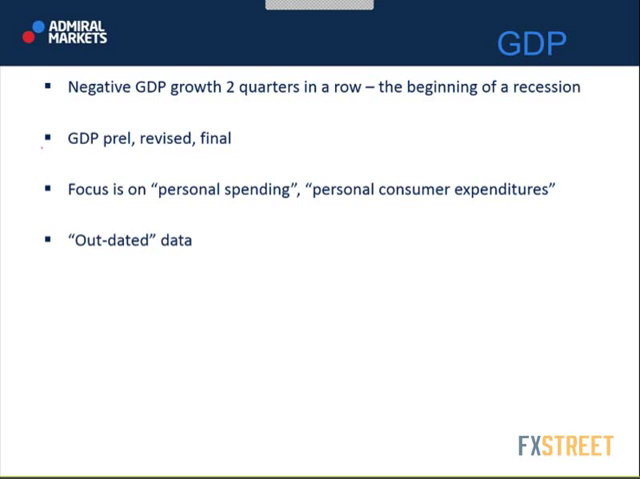You can find an economic calendar on the annual markets website, Forex Factory, Forex Tree; all the big brokers and big websites for forex trading have a calendar. GDP: negative GDP growth for two quarters in a row marks the beginning of a recession. We have three figures, GDP preliminary, revised and final. So focus on this. Focus is on personal spending, personal consumer expenditures.